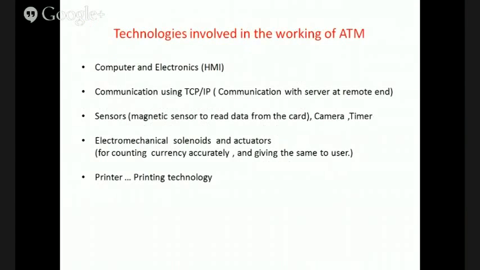Then technology is involved in the working of ATM. Communication.